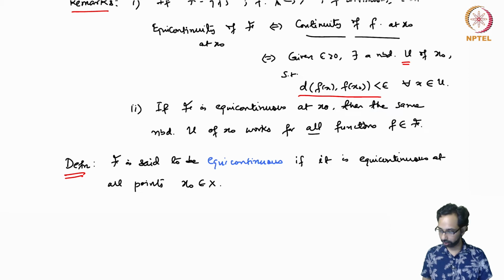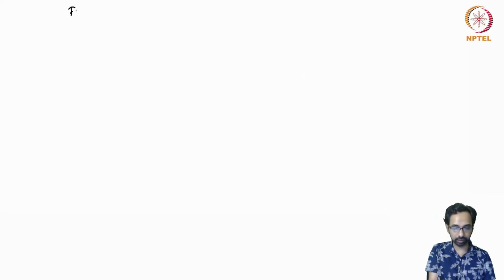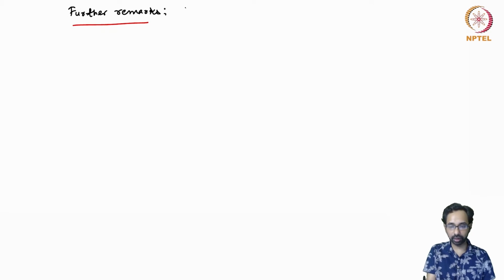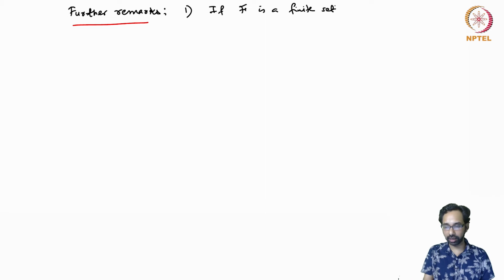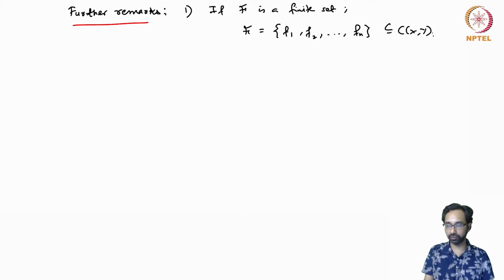And now let me continue with the remarks. So further remarks. The first one is that if F is a finite set, meaning that it has only finitely many functions, so F is some set of functions f1, f2, ..., fn. This is a subset of continuous functions from X to Y. Then F is equicontinuous.